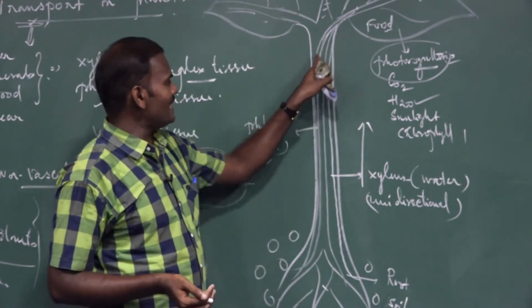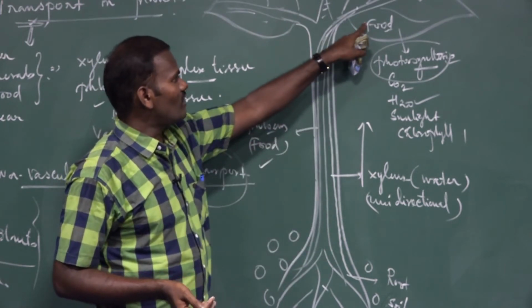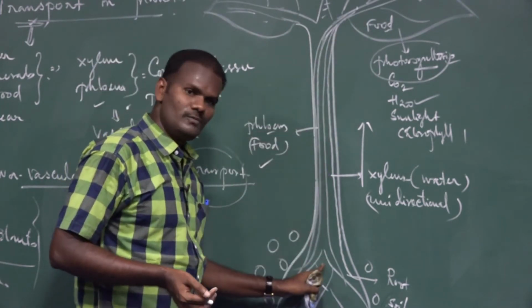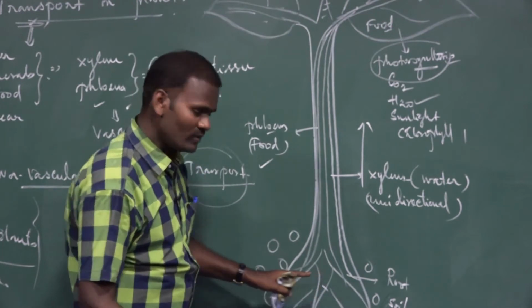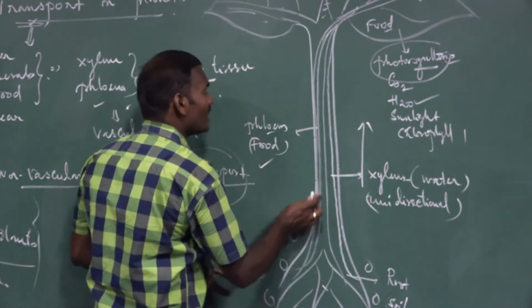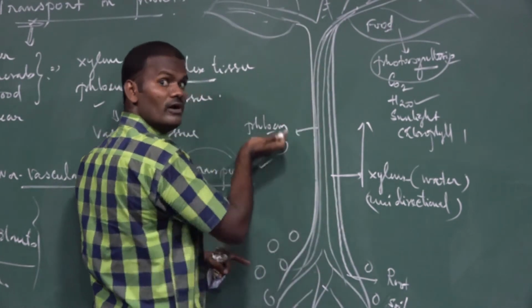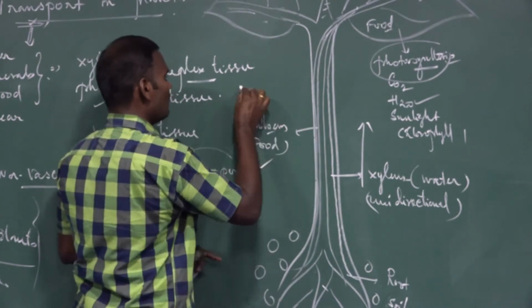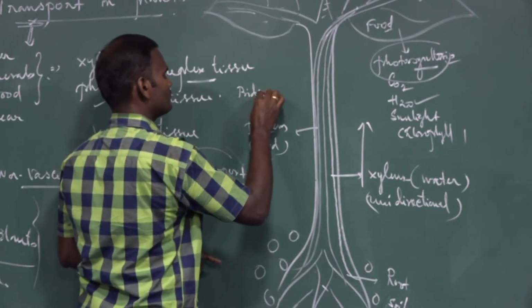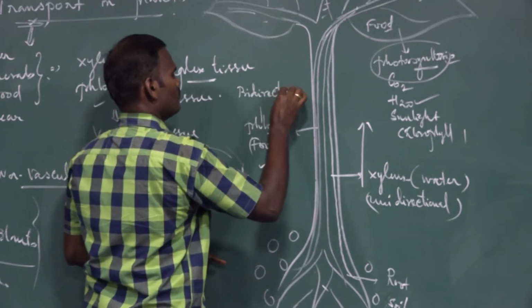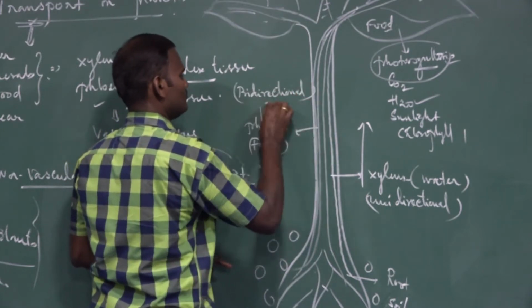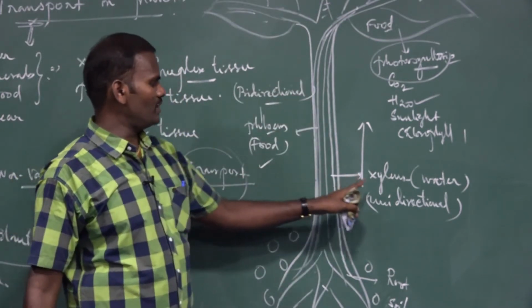So in phloem, food is translocated from the leaves to the root, in the downward direction. Again from the root to the leaf and stem, in the upward direction. So it is nothing but bidirectional. Bidirectional. So these are the complex tissues.